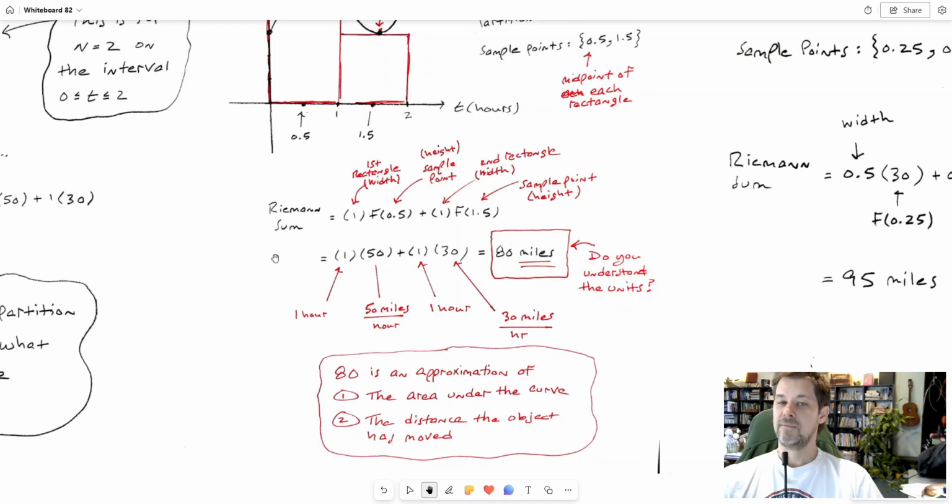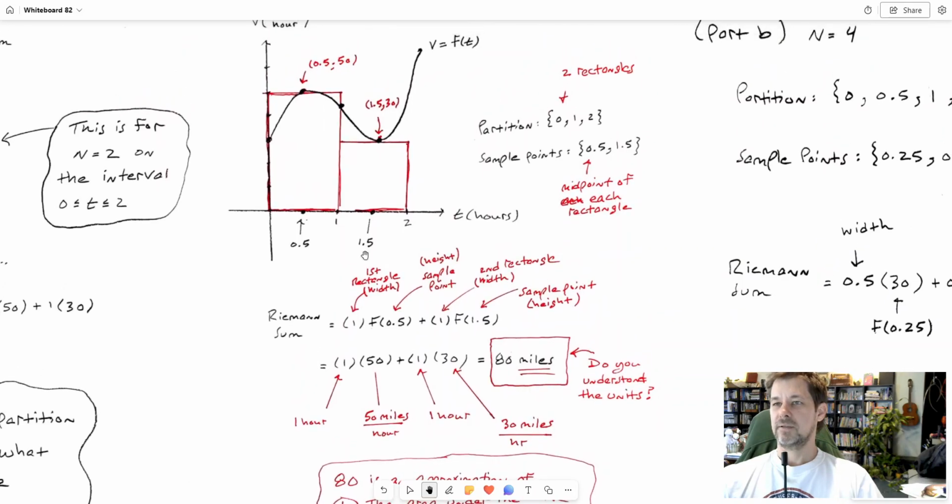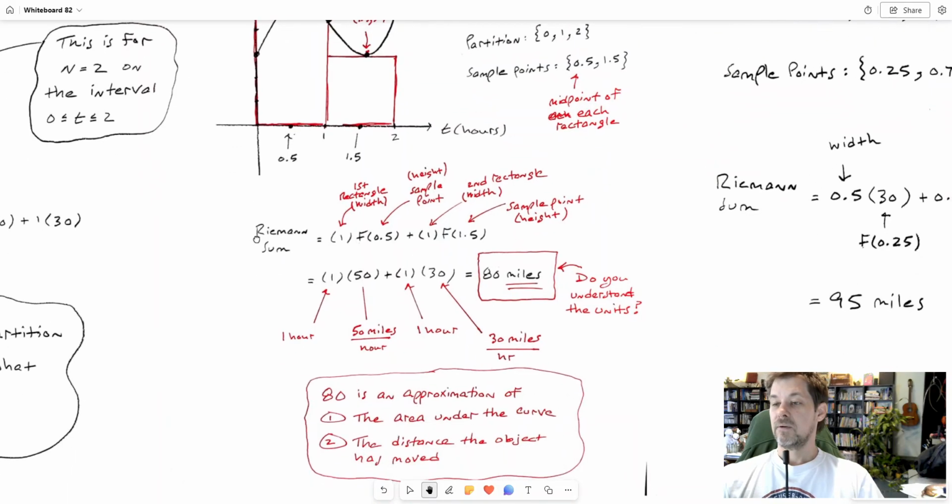So I could say, well, the Riemann sum might be 80, but specific to units, it's 80 miles. What the Riemann sum does, you could say, is it assumes that the speed on this first hour was constant at 50 miles an hour, even if that isn't true. And it assumes the speed on this second hour is 30 miles an hour, even if it isn't true. Why do we assume something that's not true? Well, because this gives us a rough way to calculate how far the object has moved, 80 miles, okay?